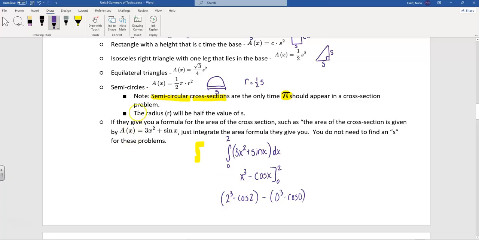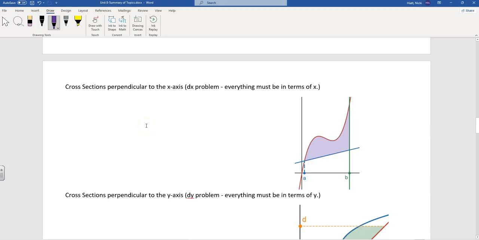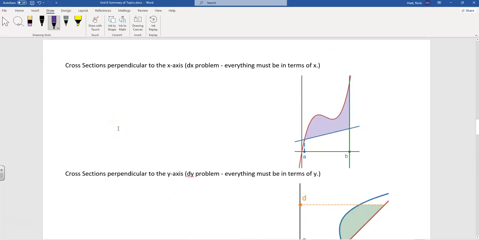Okay. So cross-section examples. Now I can't do every single cross-section example. But they could either be in terms of x or in terms of y. If they are in terms of x, they will say cross-sections perpendicular to the x-axis. I've seen a couple questions that say parallel to the y-axis, which would mean perpendicular to the x-axis. But most of them will say perpendicular to the x-axis. So if you see perpendicular to the x-axis, that tells you it's a dx problem. You're doing everything in terms of x's.